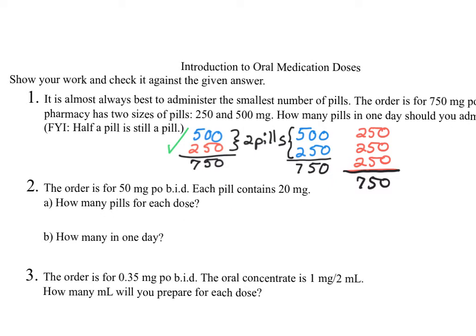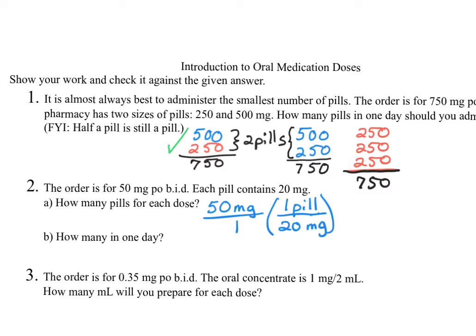Okay, the order is for 50 milligrams by mouth twice a day. Each pill contains 20 milligrams. How many pills for each dose? We can use dimensional analysis for this. We want a 50 milligram dose. That's where we're starting. And each pill contains 20 milligrams. I could write this conversion factor, or this conversion ratio, as 20 milligrams over 1 pill.